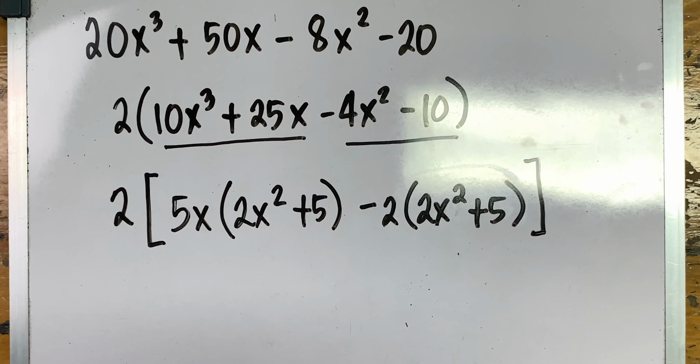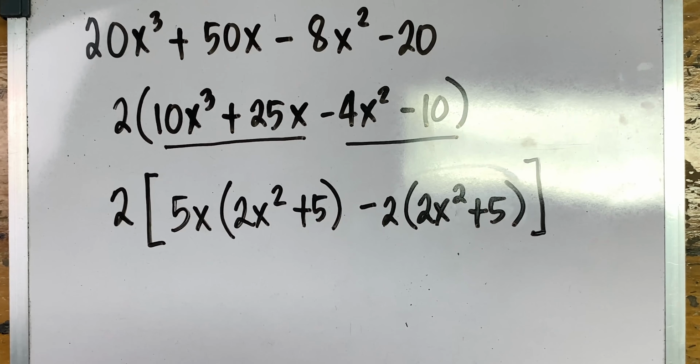To check whether our answer is correct, we have to use the FOIL method. Using the FOIL method to check if our answer is correct, 2x squared times 5x will give us 10x cubed. 2x squared times negative 2 will give us negative 4x squared. 5 times 5x is positive 25x. And 5 times negative 2 gives us negative 10.